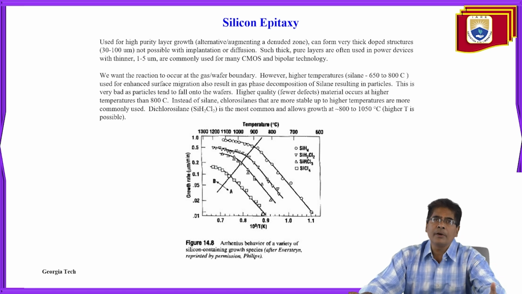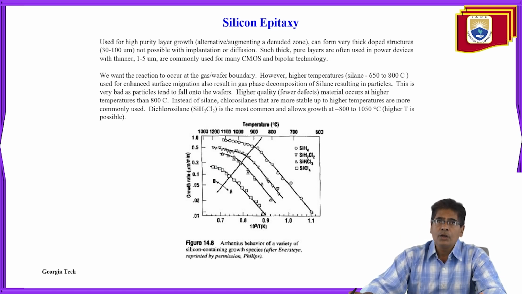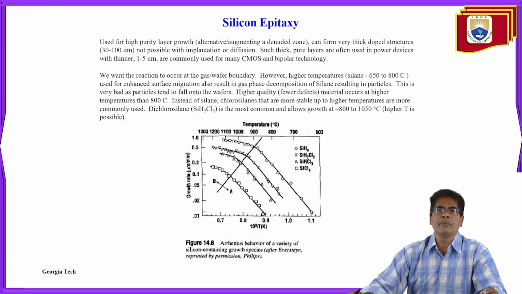In the case of silicon epitaxy, it is used for high purity layer growth, which can form very thick doped structures of around 30 to 100 micrometers, not possible with implantation or diffusion. Such thick pure layers are often used in power devices, with thinner 1 to 5 micrometer layers commonly used for many CMOS technologies and bipolar technology.